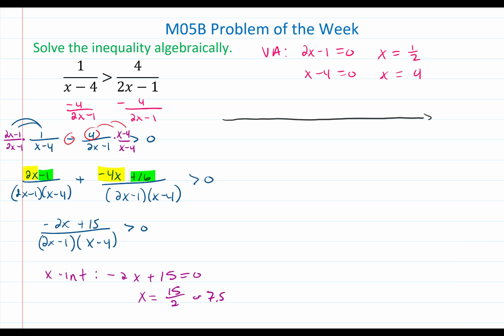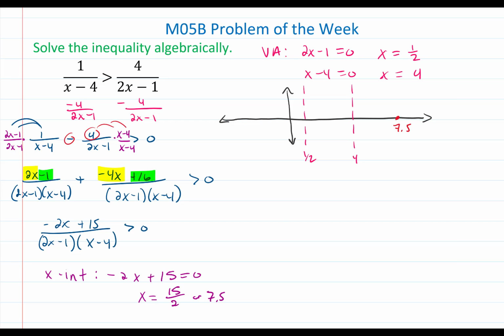Now I'm going to draw a sketch of a coordinate plane so that I can label everything that I have. This presents a visual for what I have. I have a vertical asymptote at positive 1/2, which I'll label with a vertical dashed line. I have a vertical asymptote at positive 4, which I'll again label with a vertical dashed line. And then I also have an x-intercept at 7.5, or 15/2.